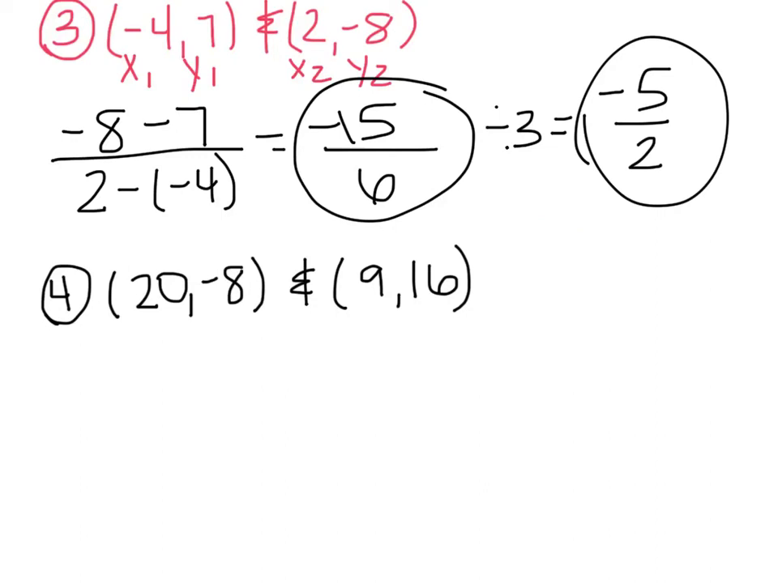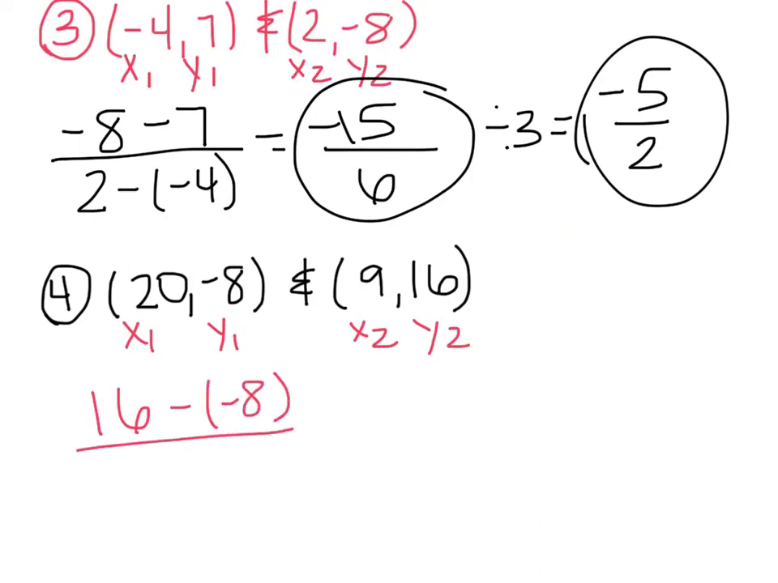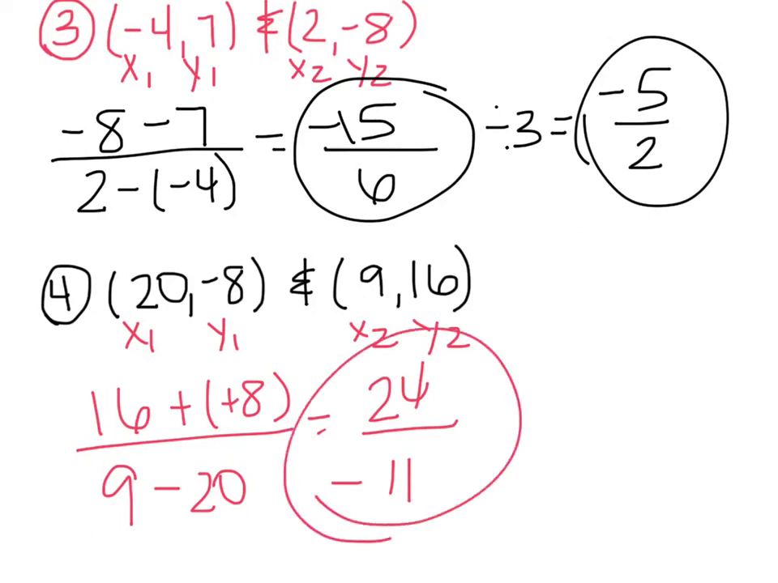So now let's try the next one. We have x1, y1, x2, y2. So y2, 16 minus y1, which is negative 8, over x2, which is 9, minus 20. So 16 minus negative 8 is 24, because it's keep, change to a plus sign, change, so it's 16 plus 8. And then 9 minus 20 is going to be negative 11. And you cannot simplify that because 11 is prime, so that is going to be your slope.